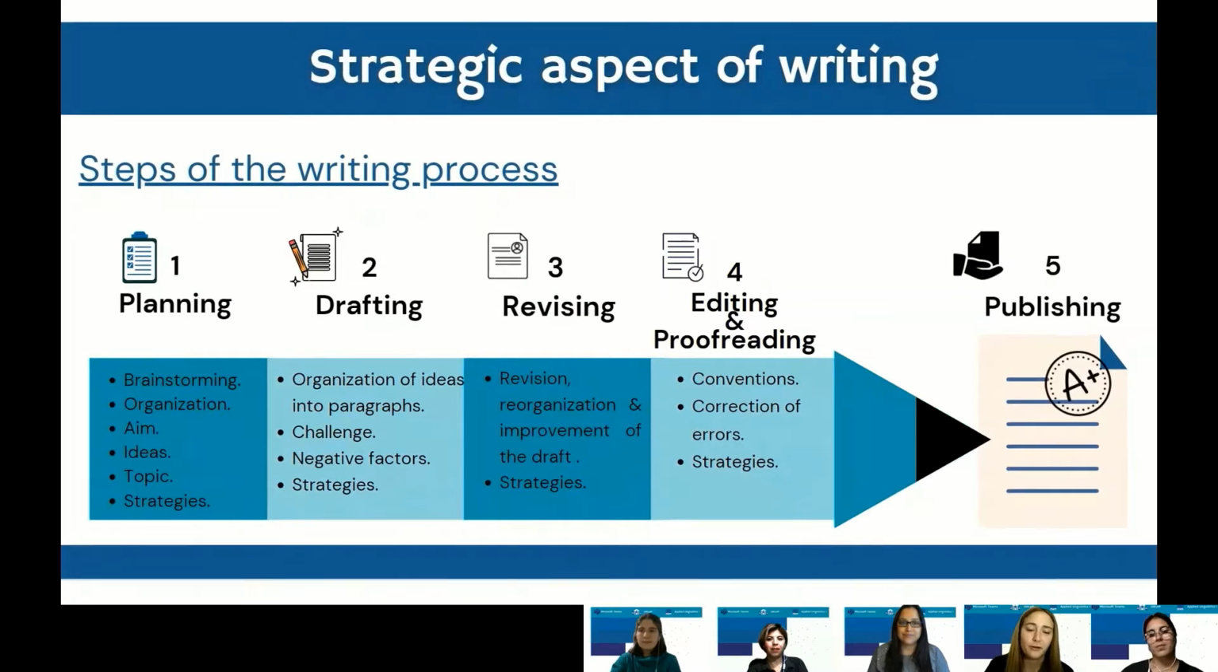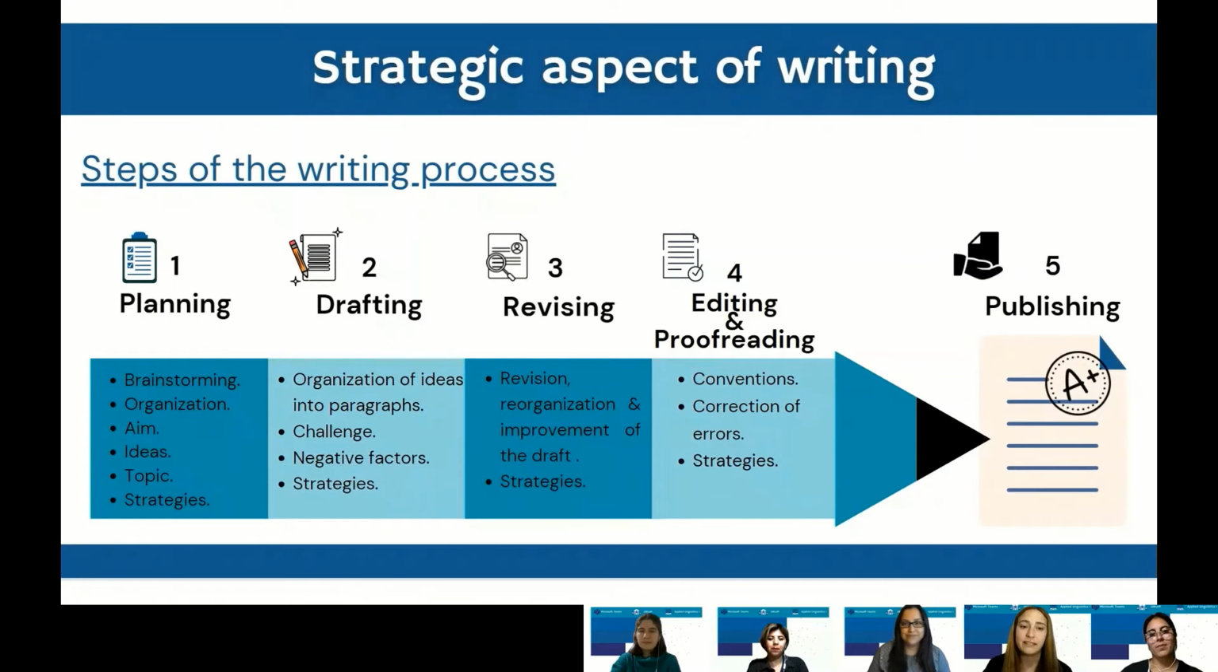Well, thank you, Vero. The second aspect of writing is the strategic one, which is concerned with the use of different strategies for developing and communicating ideas.